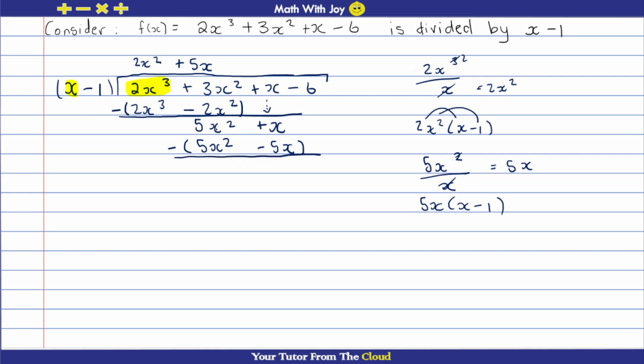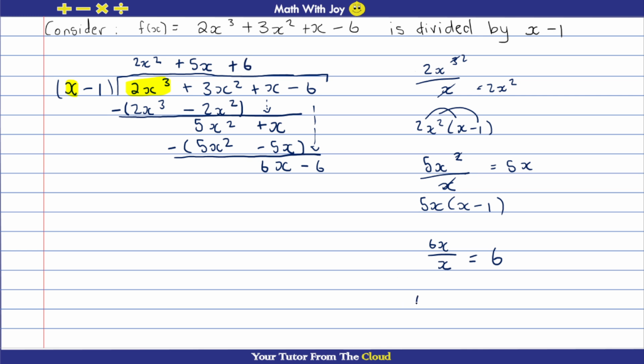Now you want to subtract this bracket from everything there at the top. So you have 5x squared minus 5x squared, that's 0. x minus negative 5x, that's 6x. Then you bring down the negative 6. Then we repeat the cycle. So 6x divided by x gives us 6. So we put positive 6 there at the top.